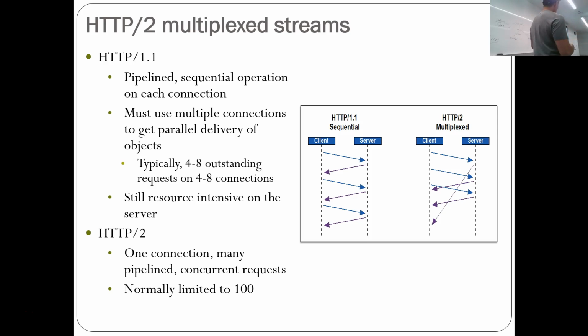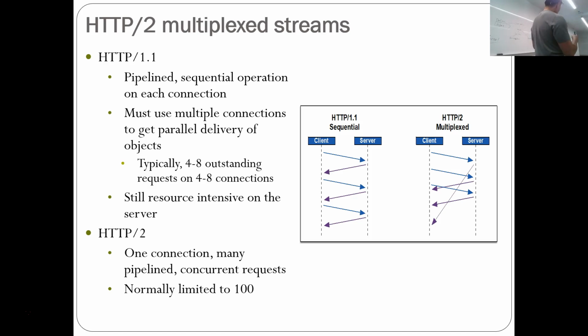And so you can do this in your web browser. You can configure your web browser to say, give me 4 to 8 parallel connections. But this is still going to make the server hurt. The server's not going to like this. What you want to do with HTTP2 is to get the same thing without the overhead.